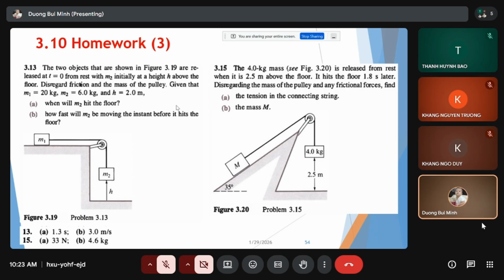That's correct. If they change the direction of y, you're going to get a minus T's, not 4 g's. The same, the same as this one. Do you understand? So it's up to you to change the reference.